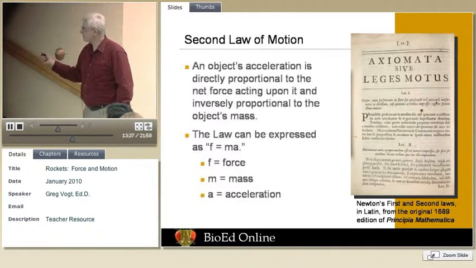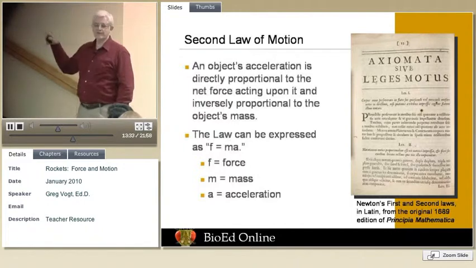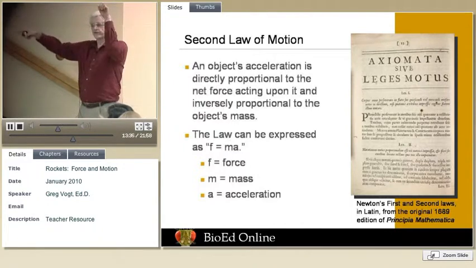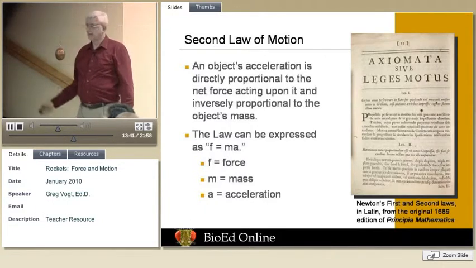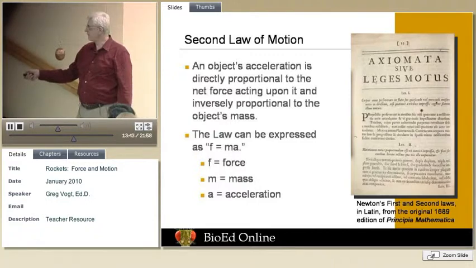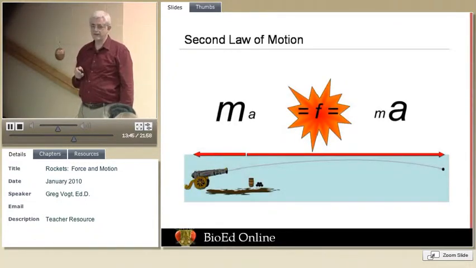The acceleration of an object is directly proportional to the net force acting upon it and inversely proportional to the mass of the object. Well, you can play with mathematics, when you get inverse things and so forth, flip them around a bit, and you end up with this equation down at the bottom. It says F equals ma. The force is equal to the mass times acceleration. Now, what does that mean?